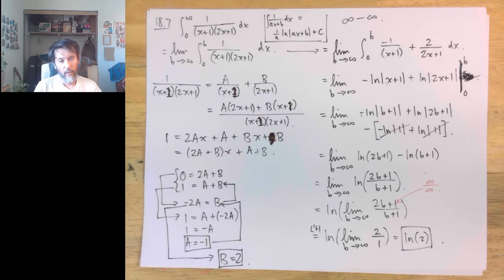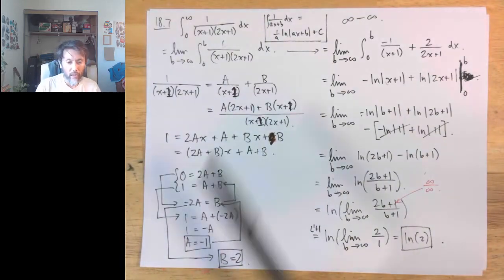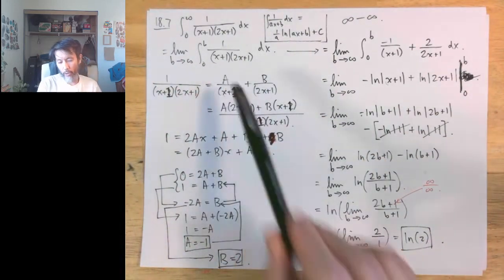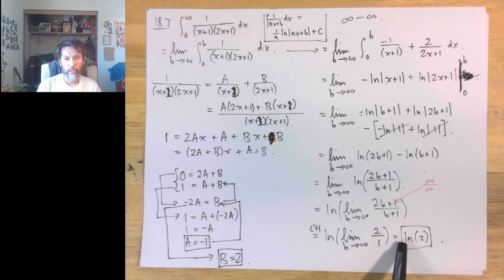So what this should mean is that if we were to take the integral from 0 to, let's say, 1 billion of this rational function here, we should get a number which is extremely close to log of 2. And as we start increasing, going from 1 billion to 1 trillion to 1 trillion trillion trillion, we should see that number getting closer and closer to the natural log of 2.